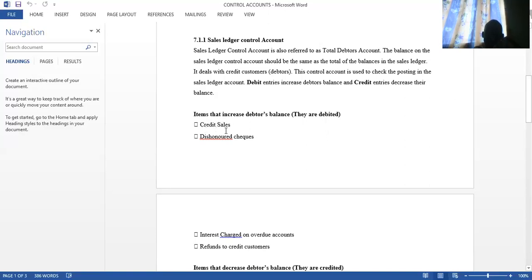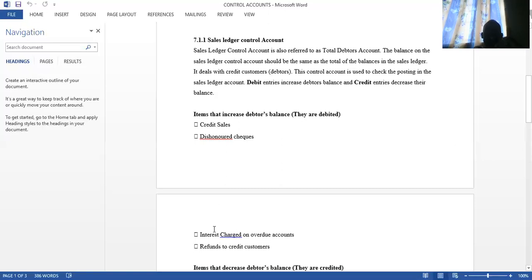In case we have a dishonored check, remember, it is a check which was received, but upon taking it to the bank, you find that that particular check is not being accepted. Once it is dishonored, it increases back the amount of money that we are supposed to receive from the debtors. Remember, when the check was received, we reduced the debtors. But once it is dishonored, it increases back the amount that was initially reduced.